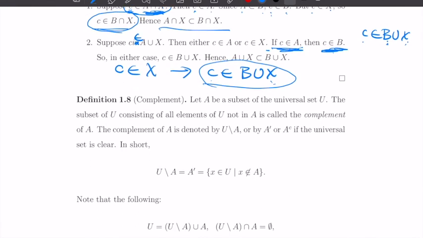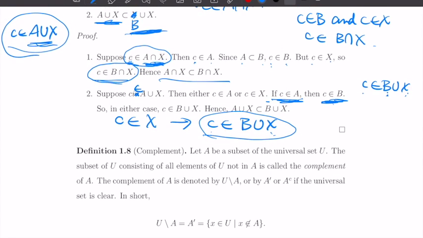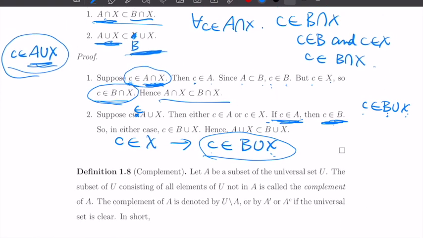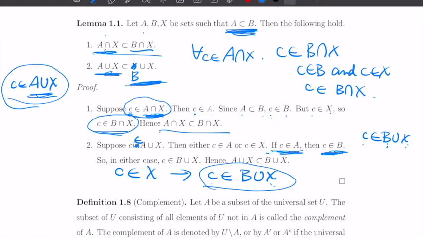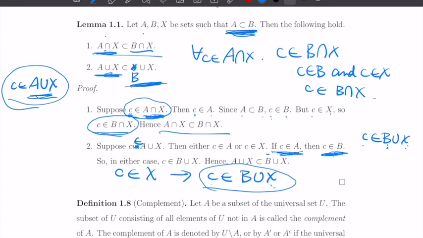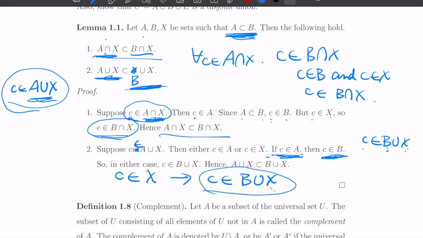Any questions? This is a very typical technique for proving some set theoretic propositions. So try to reproduce this proof on your own.